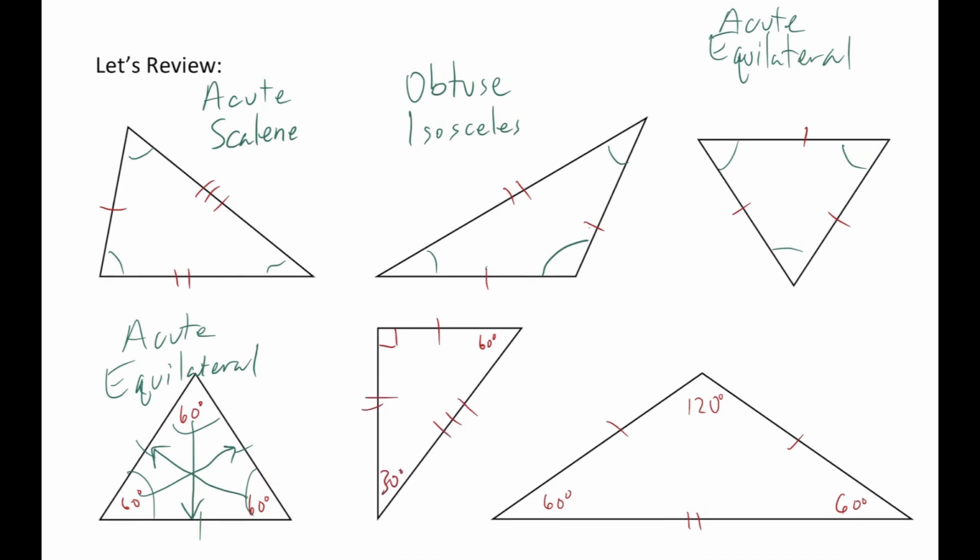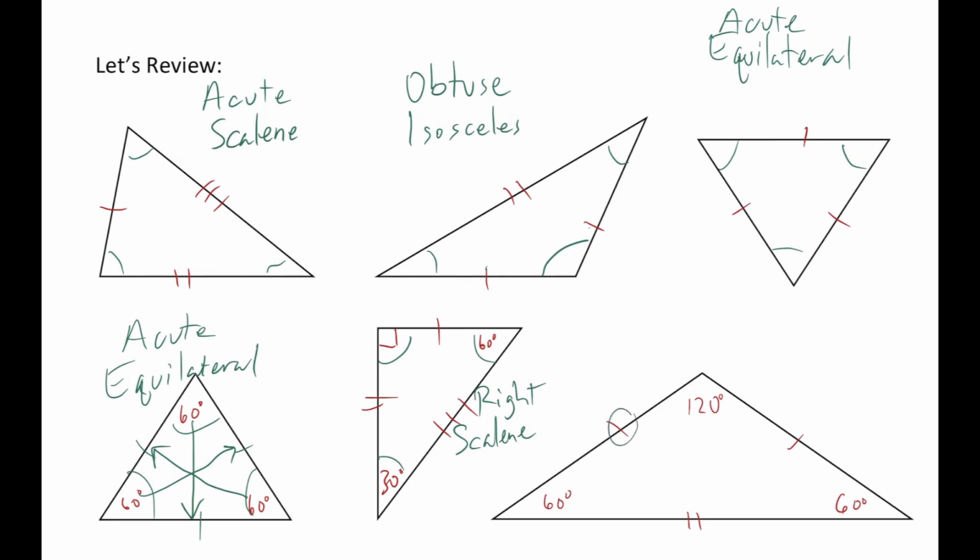All right, let me fix my errors. All right, so here I have a 30 degree, a 60 degree, and a 90 degree. And I see that all 3 of my side lengths are different. So because all my side lengths are different, I know that I have a scalene triangle. And let's see, acute, acute. Look at that, that's a right angle. So this is a right triangle. It's a right scalene triangle.